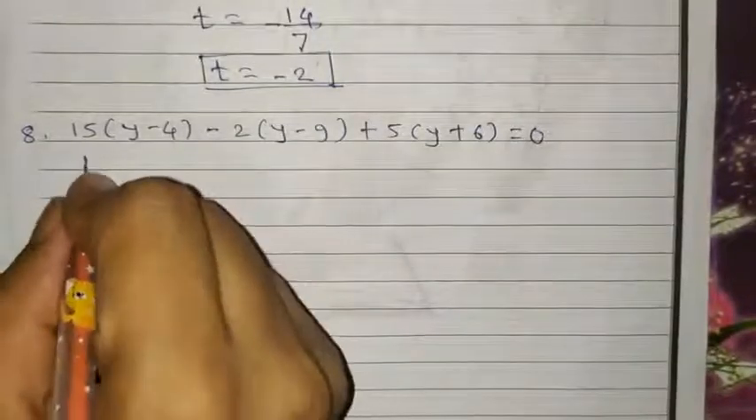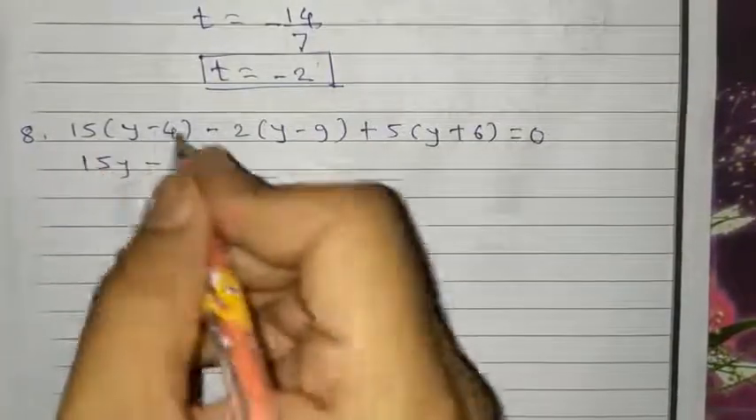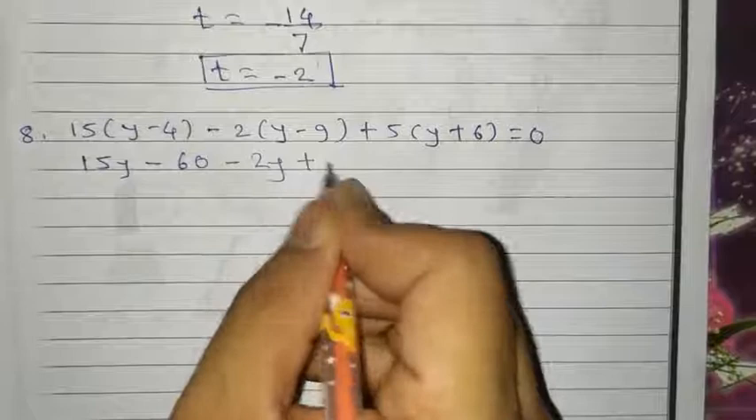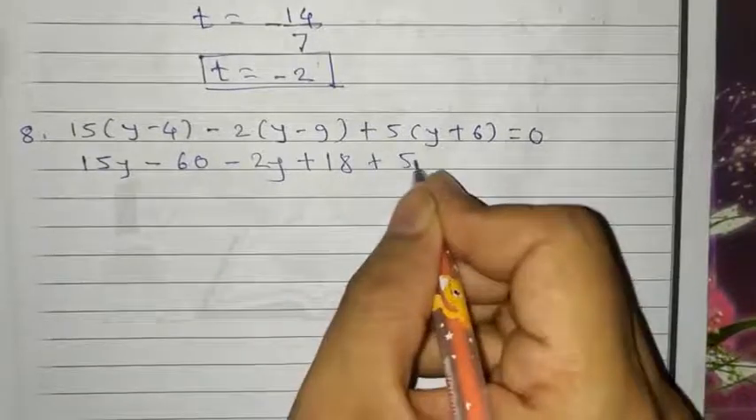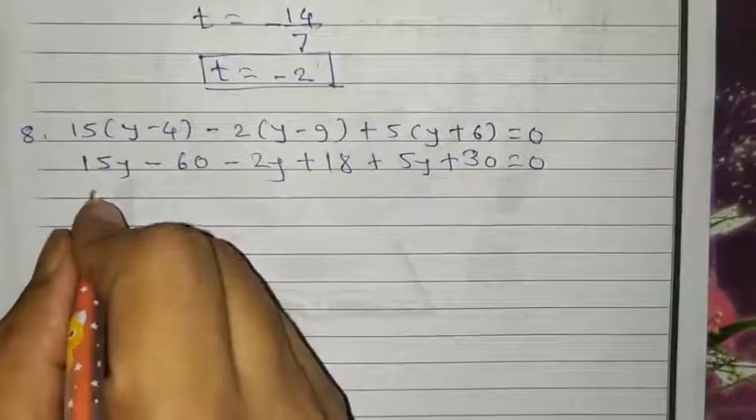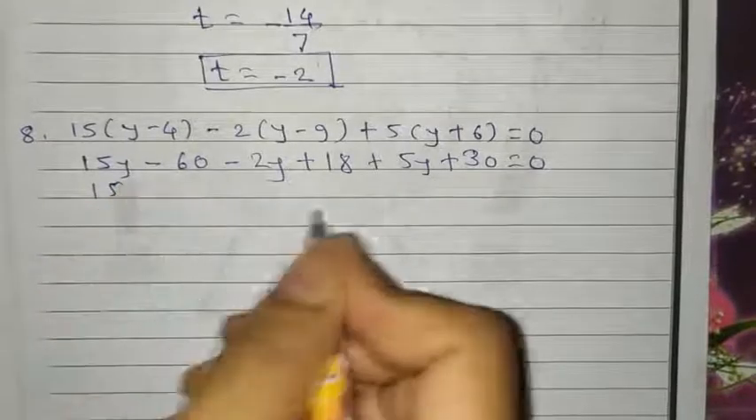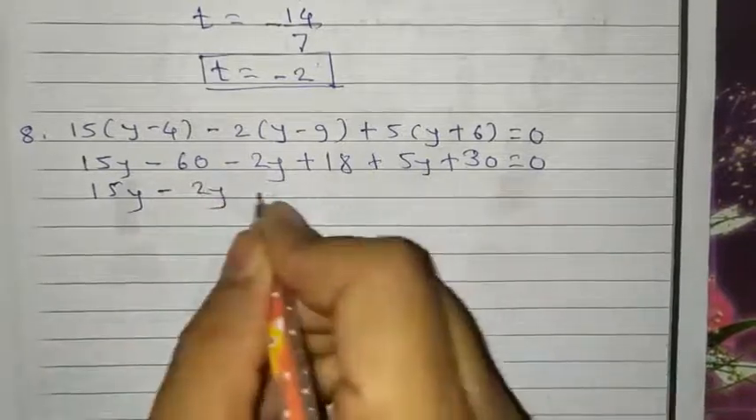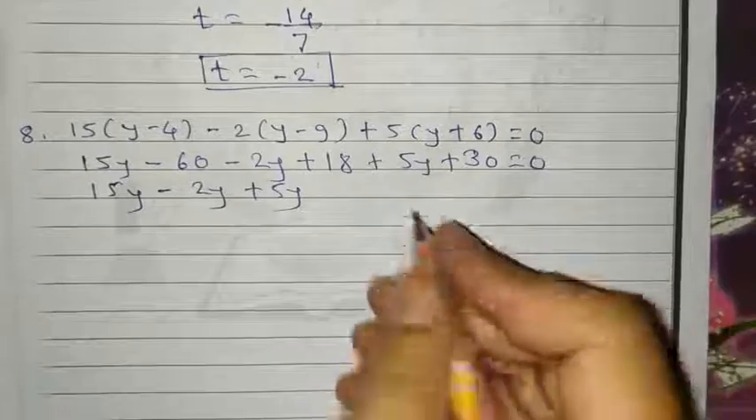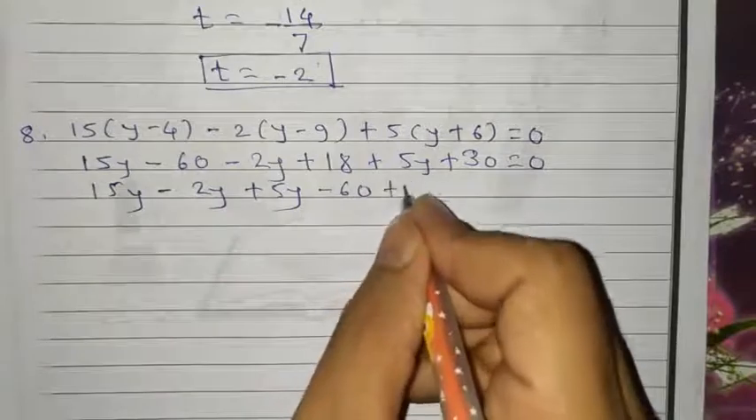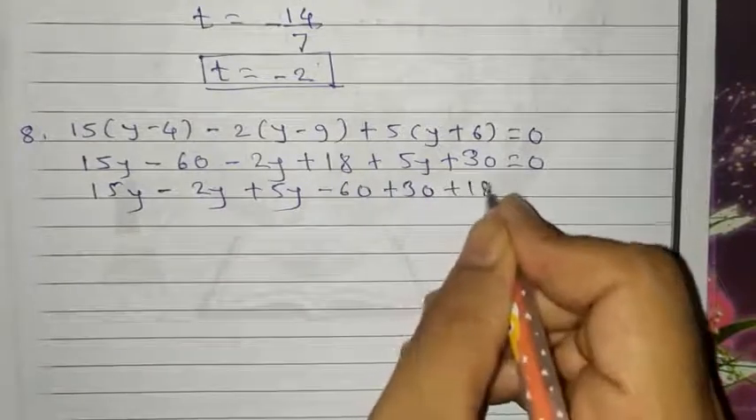Again multiplication is there. 15y minus 15 into 4, 60, minus 2y, minus minus plus 9 into 2, 18, plus 5y plus 5 into 6, 30, equals 0. So whichever the variable term part is there, you can take it nearer so that you can easily solve. Here minus 2y plus 5y. Then after that you write the rest of the numbers, so the calculation will be easy. So minus 60, then I am writing plus 30 and then the remaining plus 18.